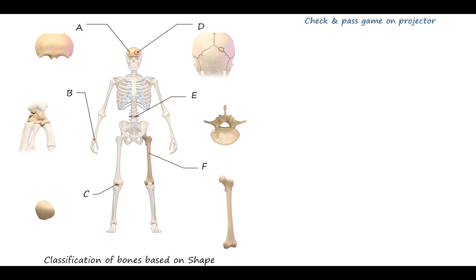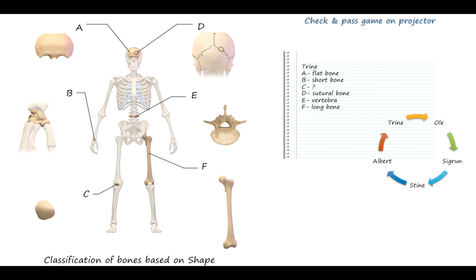It's also possible to do it on the projector. We just put a picture like that with ABCD, and ask them to write on a piece of paper what they know about those ABCD, and it's about the shape of bones and the classification of bones based on shape. So here the best thing is to have 5 students in each group. For example, they start to write the names, and Trina says, for example, here A is a flat bone and B is a short bone, and so on.